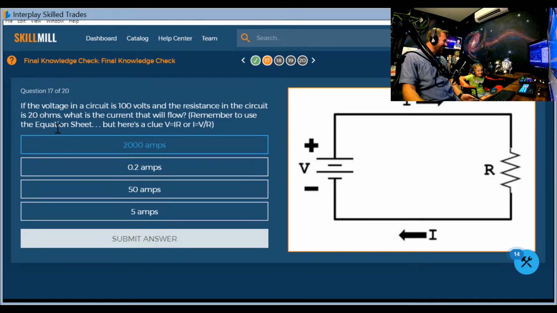What was that? If the voltage in a circuit is 100 volts and the resistance in the circuit is 20 ohms, hey, how long does this take? I think we only have like 20. Are we done? I can end this now. You can skip tests. No, we're done. You want to be done? Oh yeah. See? She didn't make it, guys.